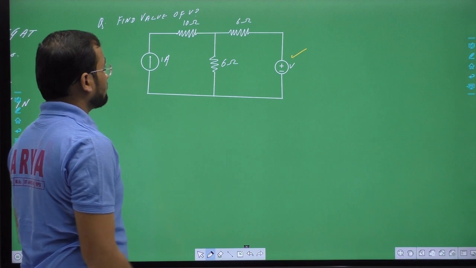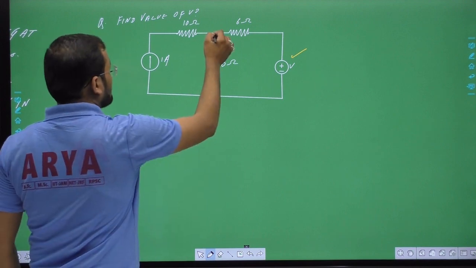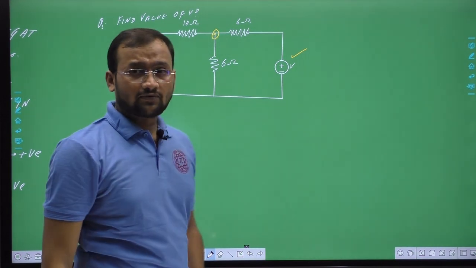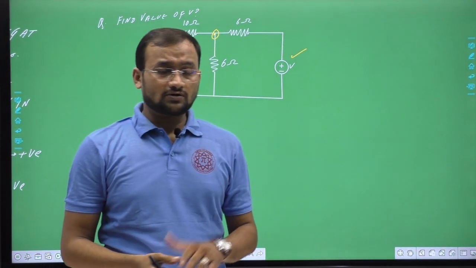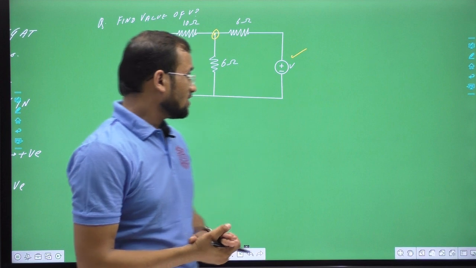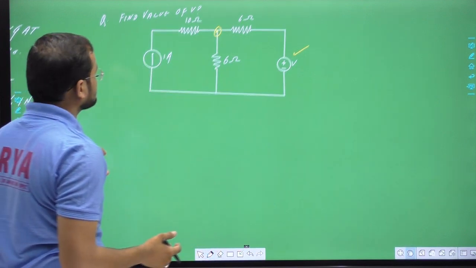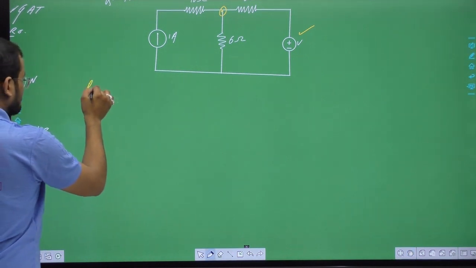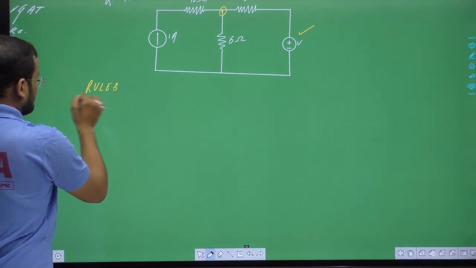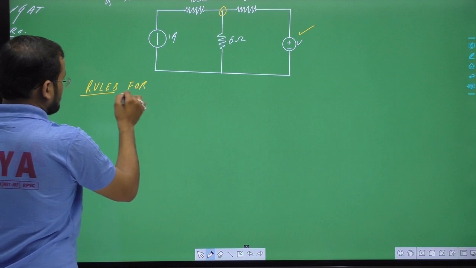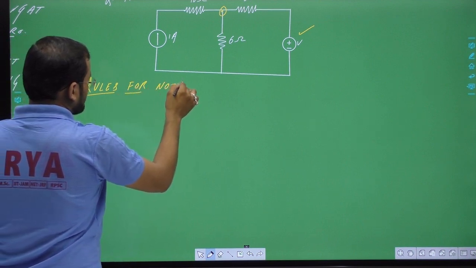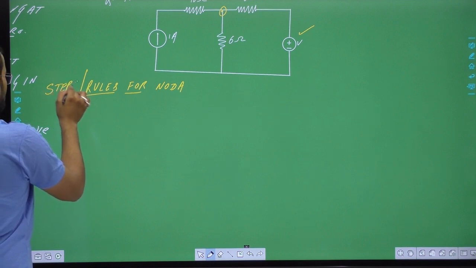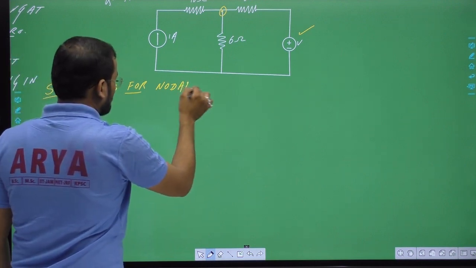Then how can we find the value of V? Okay, so first we have to assign the reference node, junction, etc. So first I put the rules, the steps for nodal analysis.